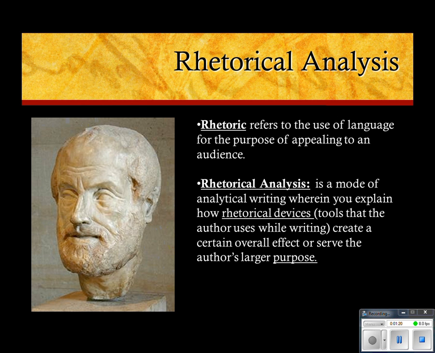So a rhetorical analysis essay is an essay in which you explain how rhetorical devices, which are tools that the author uses, create a certain overall effect or serve the author's larger purpose. Maybe both. You explain how rhetorical devices create an effect and serve the purpose.